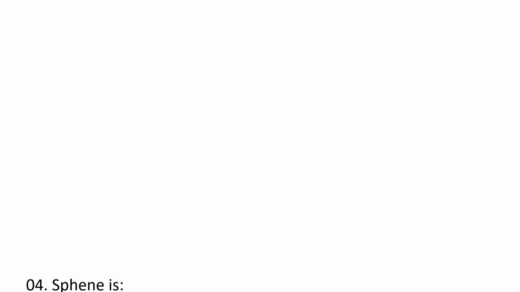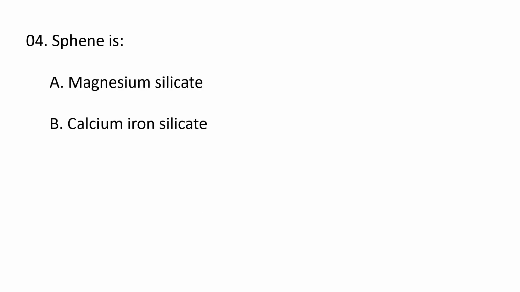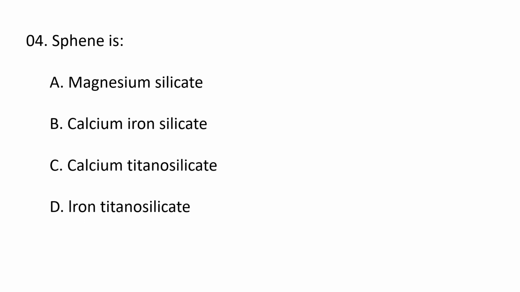Next question. Sphene is A. Magnesium silicate, B. Calcium iron silicate, C. Calcium titanosilicate and D. Iron titanosilicate. Sphene is calcium titanosilicate. C is the correct option. Sphene or titanite is a calcium titanium nesosilicate mineral. It has a composition of CaTiSiO5 and trace impurities of iron and aluminium are typically present. So C is the correct option.